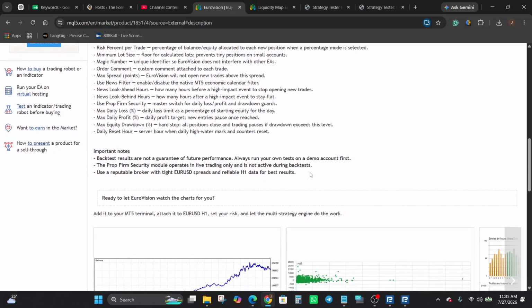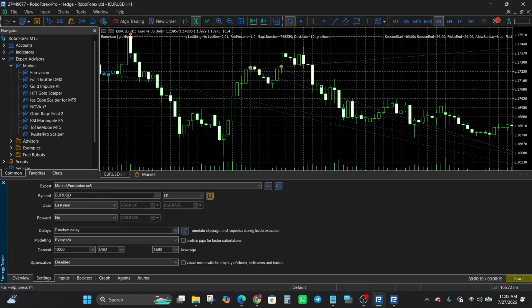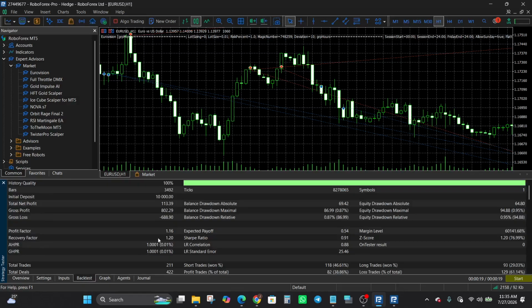So now let's get to the historical testing. I ran this test on a $10,000 account on EURUSD on the H1 time frame, covering January through July 2026, about 7 months, with full history quality. The total net profit for that period came out to $113, a modest, small result relative to the account size.